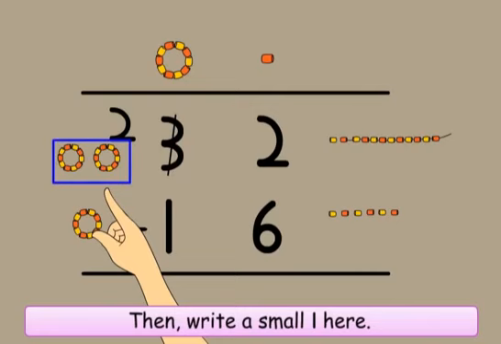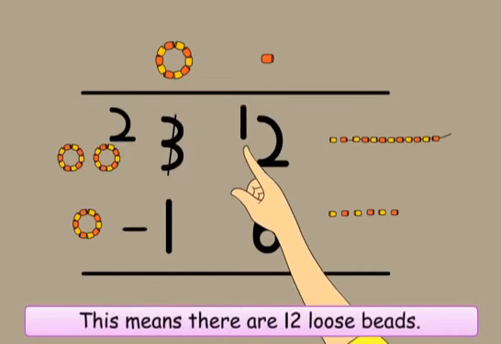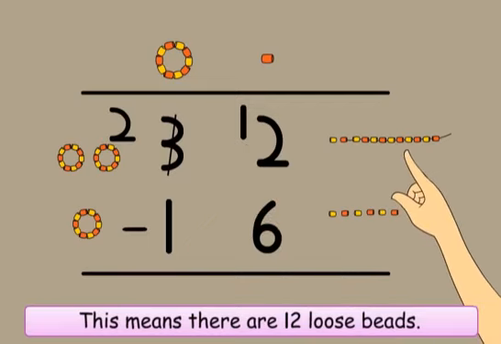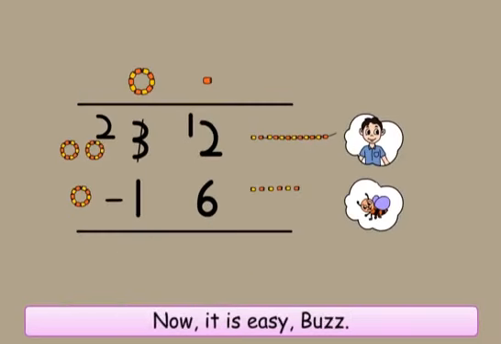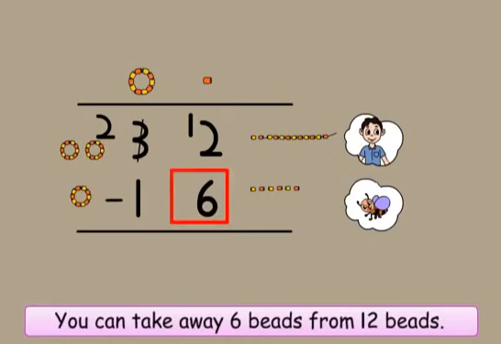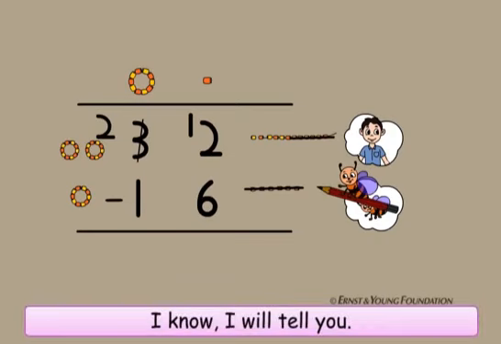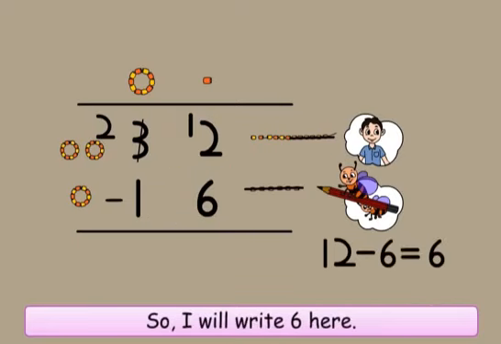Then write a small one here. This means there are 12 loose beads. Now it is easy, Buzz. You can take away 6 beads from 12 beads. I know. I will tell you. 12 minus 6 equals 6. So I will write 6 here.